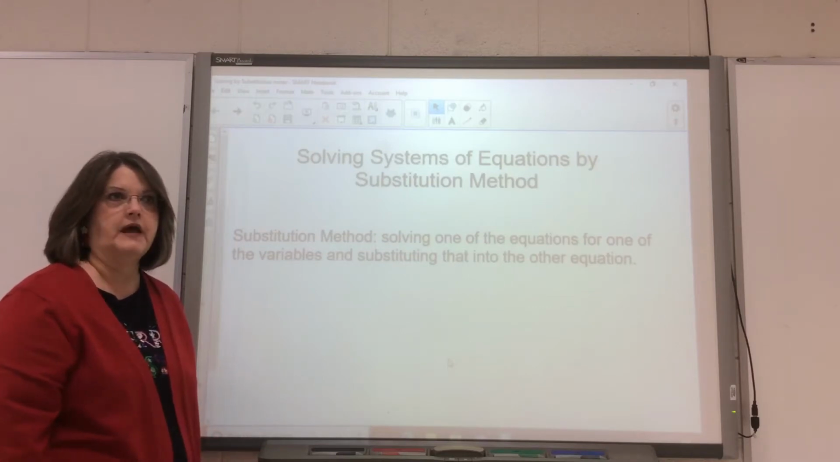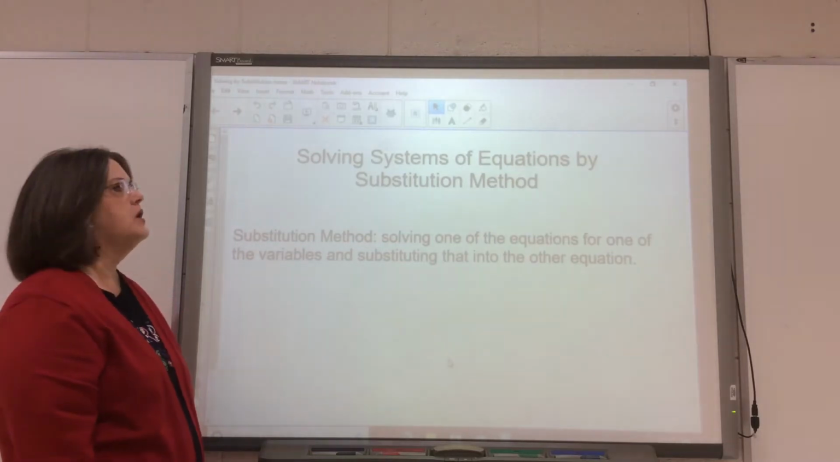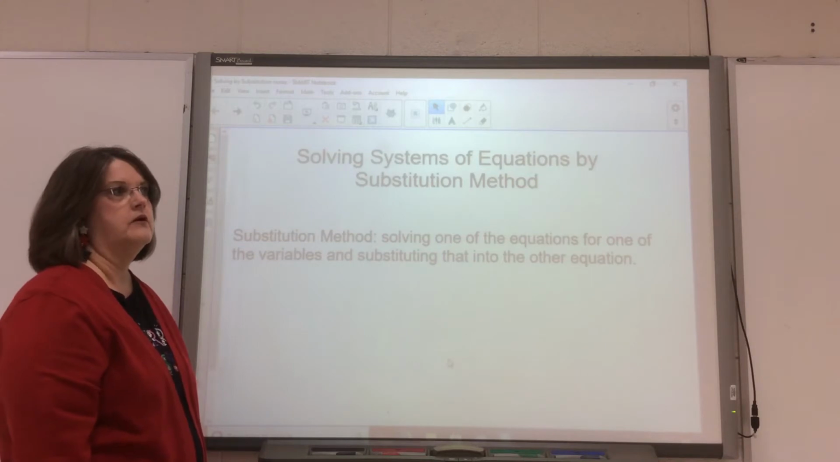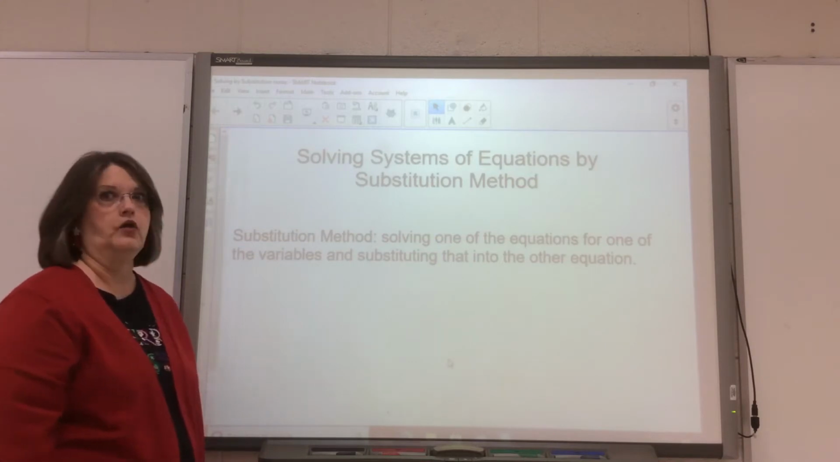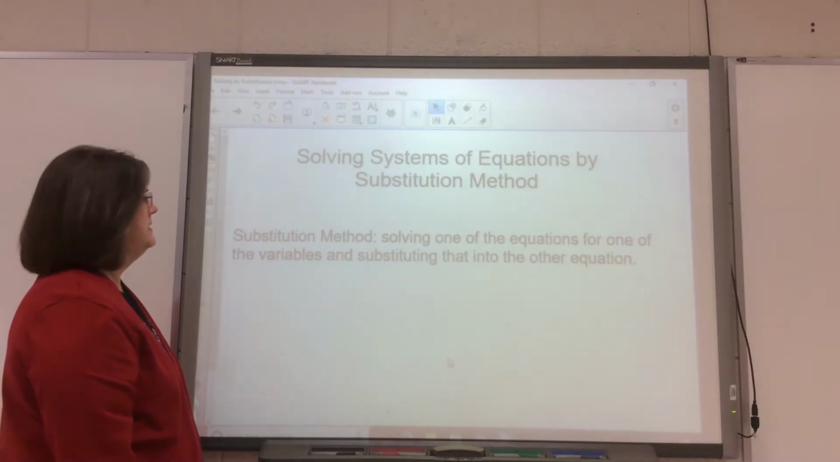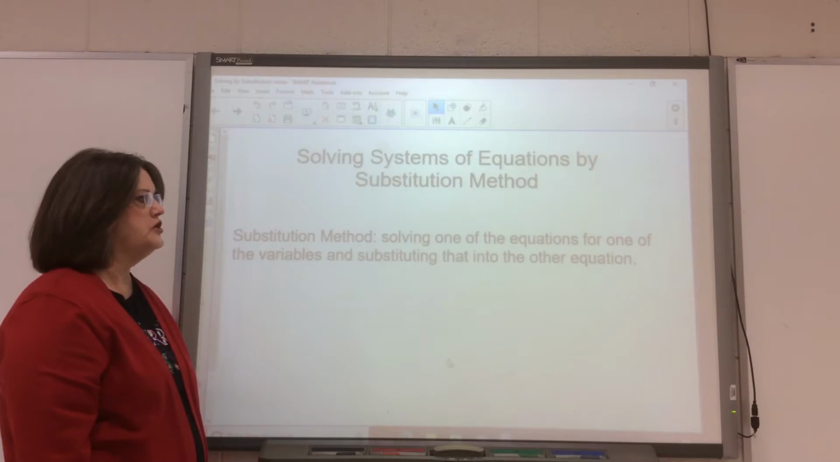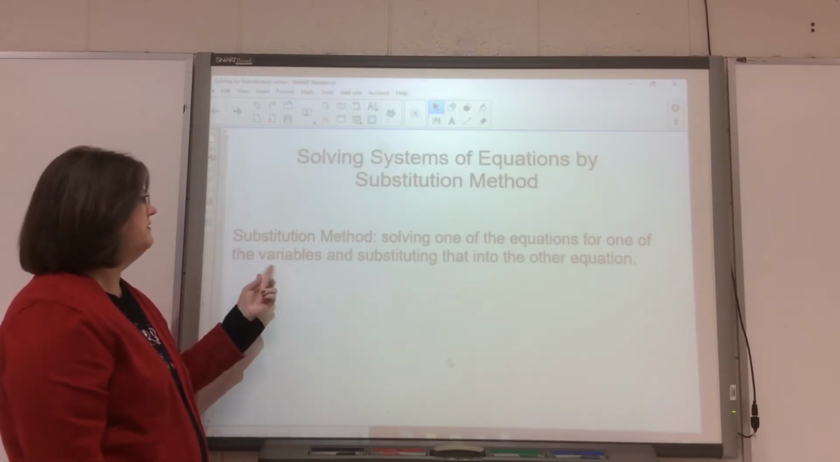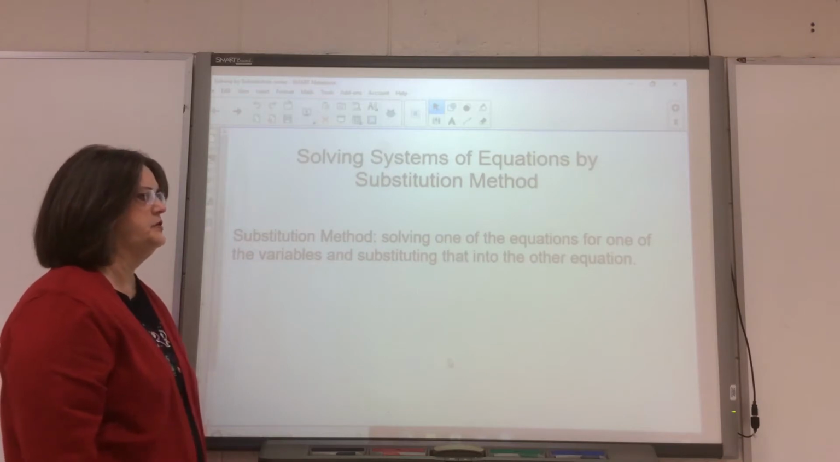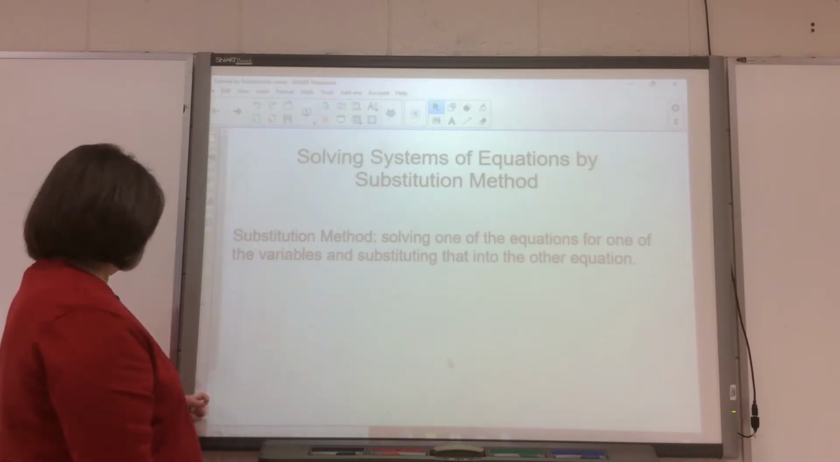They don't always do that. Sometimes they're decimal answers or fractional answers, and that's harder to see on a graph grid. So we need other methods, which are algebraic. This is one of the methods. It's called the substitution method, and it is named for what you actually do. You solve one of the equations for one of the variables, and then you substitute that into the other equation. And I'm going to show you how I do that.